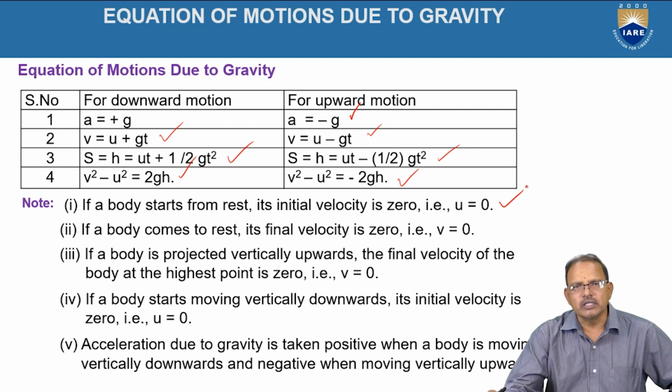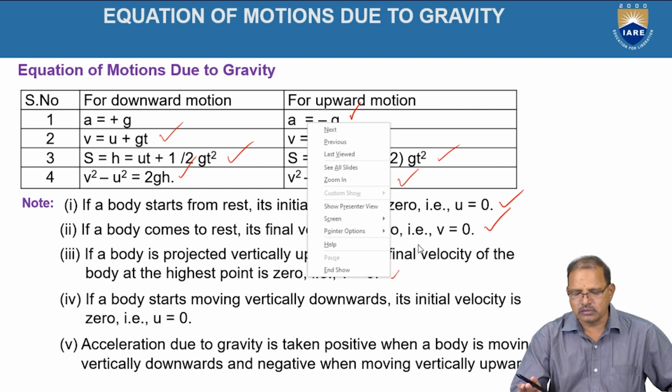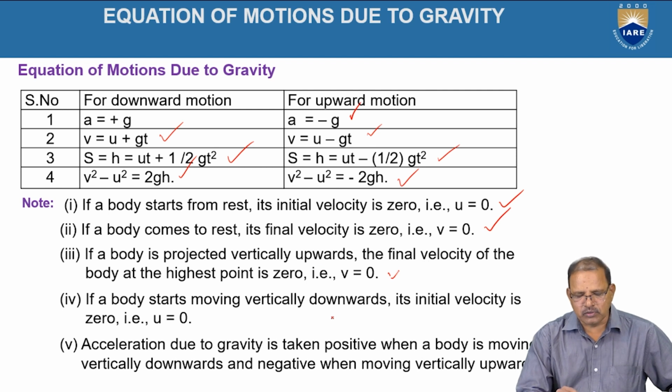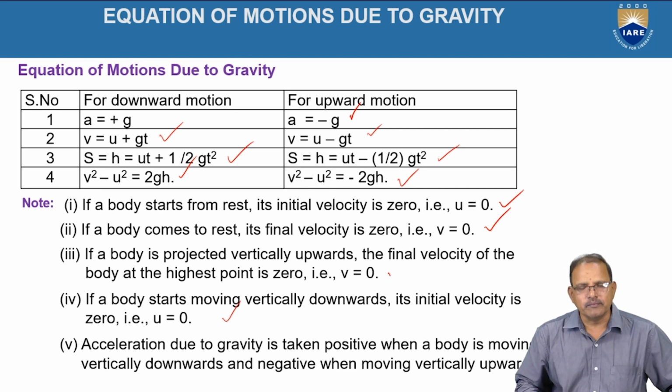When the body is coming to rest, after some time, the final velocity is equal to 0, hence v is equal to 0. If the body is projected vertically upwards, the final velocity at which it reaches the highest point is 0, that is, at the highest point v is equal to 0. When the body starts moving vertically downward, the initial velocity is treated as 0. The acceleration due to gravity is taken as positive when the body is moving vertically downward and negative when the body is moving upwards.